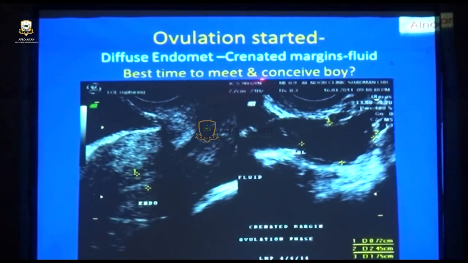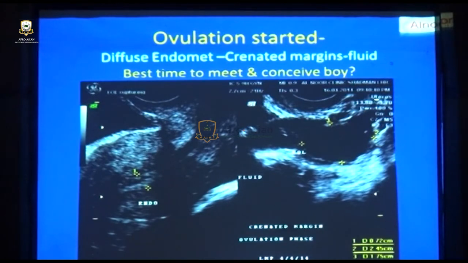Best time to meet and conceive a boy, because you know the male is contributing the Y component and the X component. The lady is giving only the X component. The Y component has got three qualities: it has a short life, it's small in size, and it has very fast speed. So once you meet at this time, out of the two, X and Y, the Y is going to strike the ovum first, because it has fast speed, a short life, and it is small in size. The small one goes faster, it will strike. So the chances of a boy are very high.